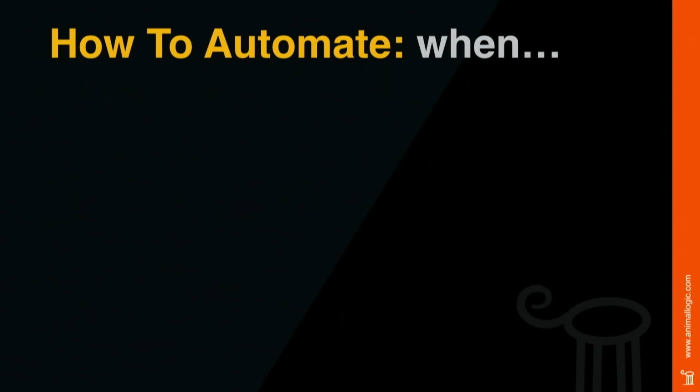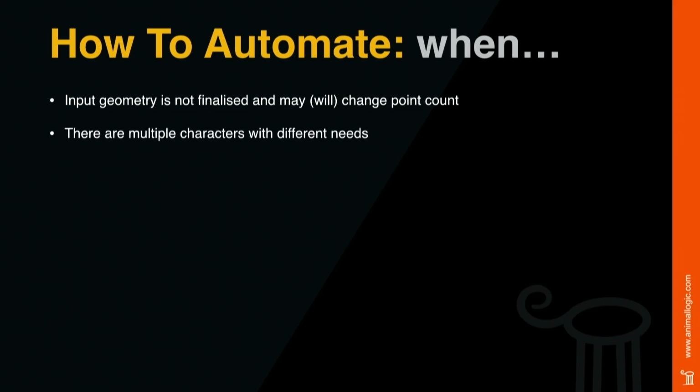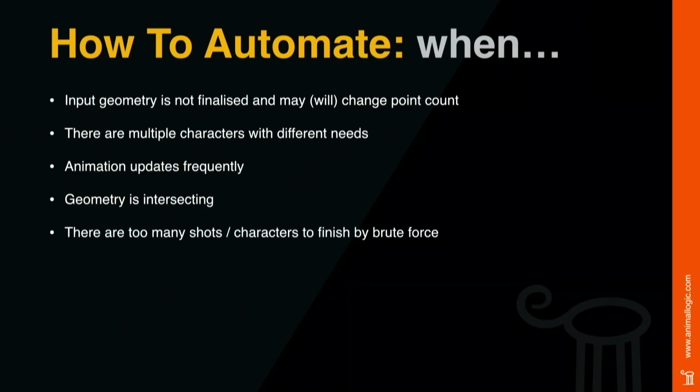Now, how we actually automate, when we have a few troubling things, basically. First, the input geometry we get is not always finalized, and it may/will change point count. We have multiple characters that are automated with different needs. Some may have cloth, some may not, some may have fur, some may not. The animation is going to be updated frequently. We might get geometry that's intersecting. And basically, there's just way too many shots and characters to finish with brute force.